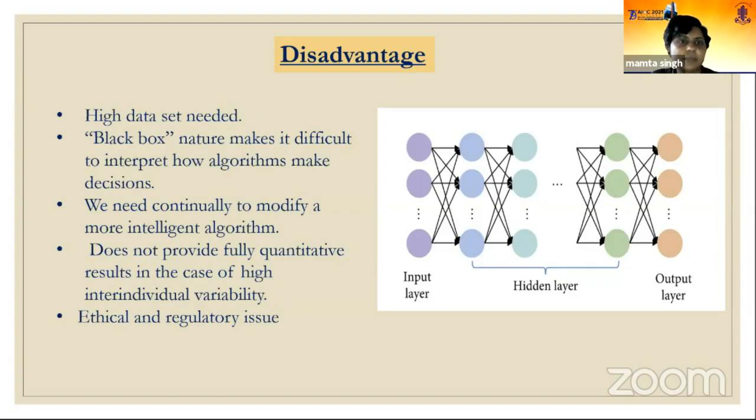Then we need to continually modify to a new or more intelligent algorithm. As the machine grows, every time we have to modify our algorithm also. It does not provide full quantitative results in case of high inter-individual variability. In those cases, we need to have a very generalized or very vast amount of data, in fact. And definitely it has got ethical and regulatory issues. If something goes wrong, whom to blame? Definitely you cannot say the machine did this. There has to be a human factor in it.